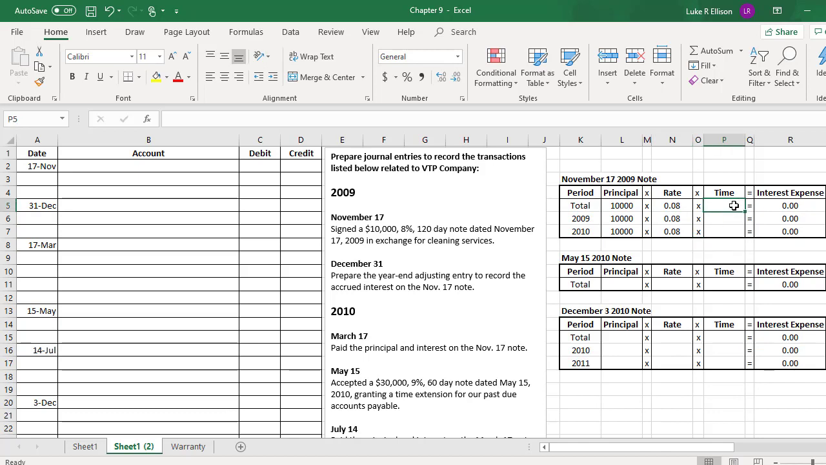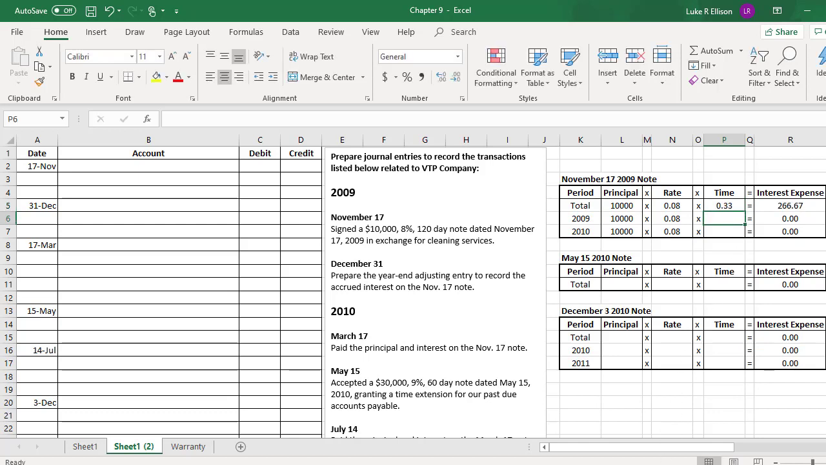So for the time column, we need to take the fraction of a year that the note is outstanding in that period. So in total, this note is outstanding for 120 days. So we take 120 divided by 360. Now the reason we use 360 instead of 365 is due to a convention that's called ordinary interest. And this was just a way to calculate interest easier before we had calculators or computers. Now of course that's not an issue today, but the convention has stuck with us. So make sure when you're calculating the interest you divide by 360 instead of 365.